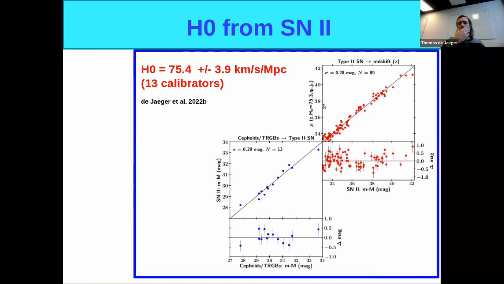So here in this work, we use 13 calibrators, and we were able to derive a Hubble constant of 75 plus or minus 4, a value in tension with Planck again. And because I only replaced type Ia with type 2s in the distance ladder, and I still found the tension, this means that the type Ia are not the source of the Hubble tension. Maybe the Cepheids, but not the type Ia.